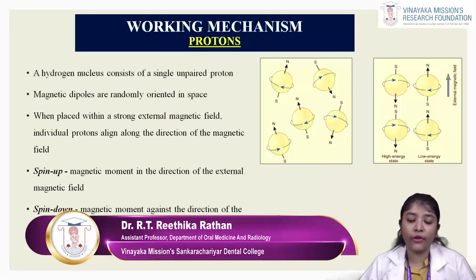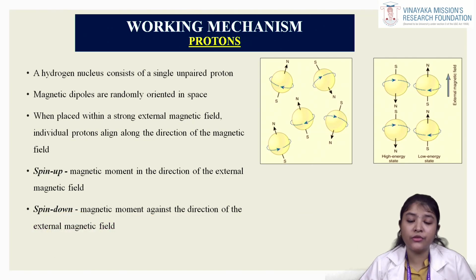The working mechanism of MRI is basically with the importance of protons, precession and resonance. So first we go with the protons. Protons and neutrons in the nuclei of the atom possess a spin. An equal number of protons and neutrons have a net spin of 0, and unpaired protons and neutrons have a net spin. A hydrogen nucleus consists of a single unpaired proton. The magnetic dipoles are randomly oriented in space. This causes the arrangement of the protons to align in the direction of the electromagnetic field.